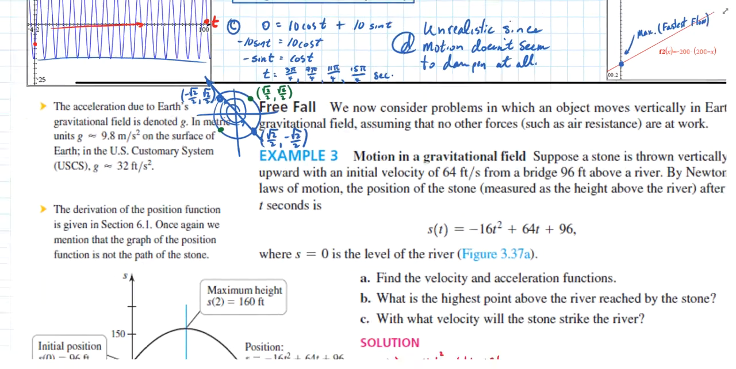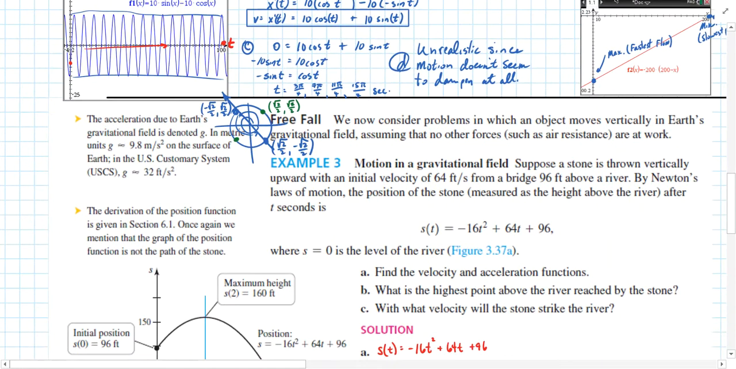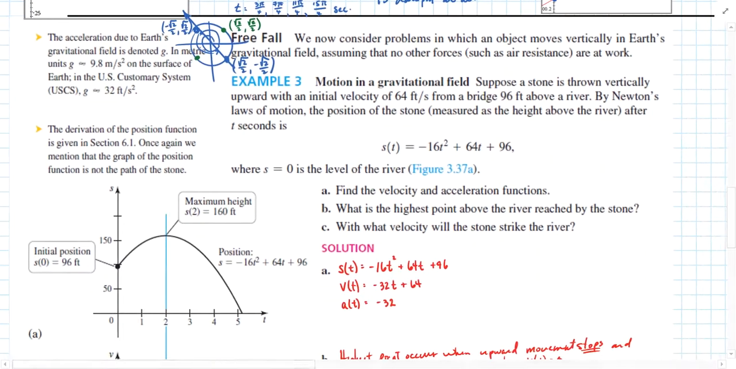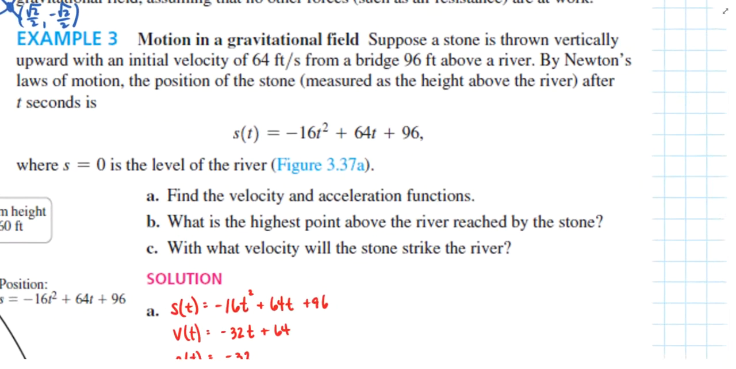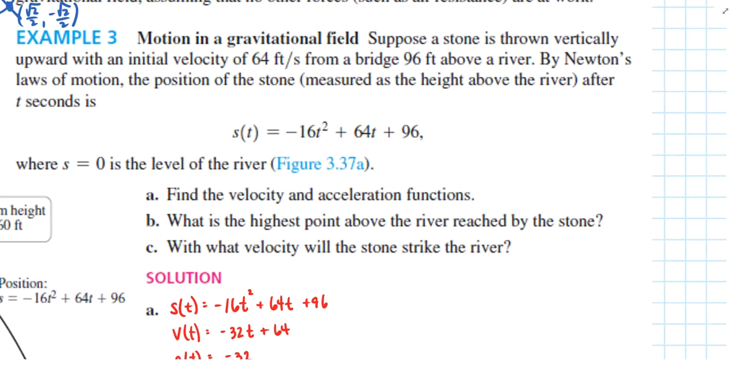So this example here, example number 3, is a really good description and understanding of how position, velocity, and acceleration relate to one another. This equation, of course, is established in an ideal world where friction has no effect on it. But according to Newton's laws of motion, the position of a stone that's thrown upward at 64 feet per second from a bridge that's 96 feet above a river follows this particular position function.